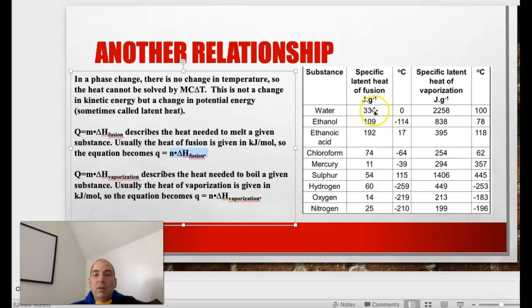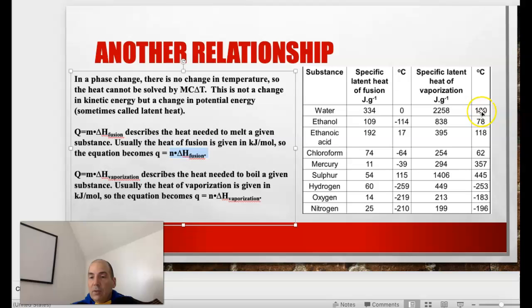You'll see that, for example, the heat of fusion or the heat of melting of ice to water is 334 joules per gram. So if I know how many grams it is, I know how much heat it will take. The heat of vaporization, or the heat to boil the water into a gas, is 2258 joules per gram. So keep in mind, fusion again means melting, vaporization means boiling. Water freezes at 0 degrees or melts at 0 degrees.